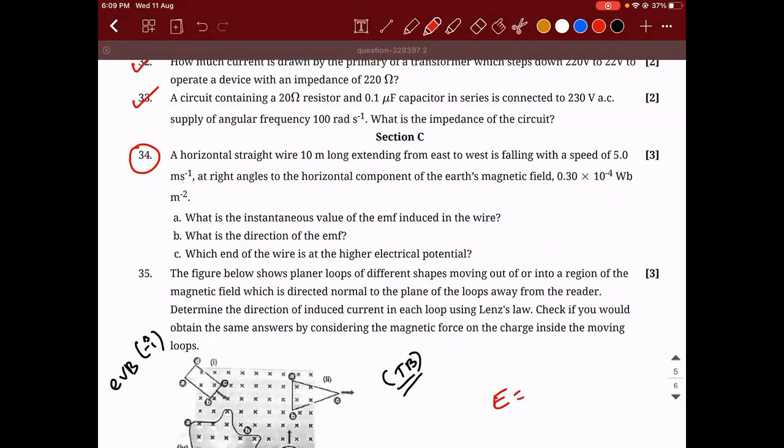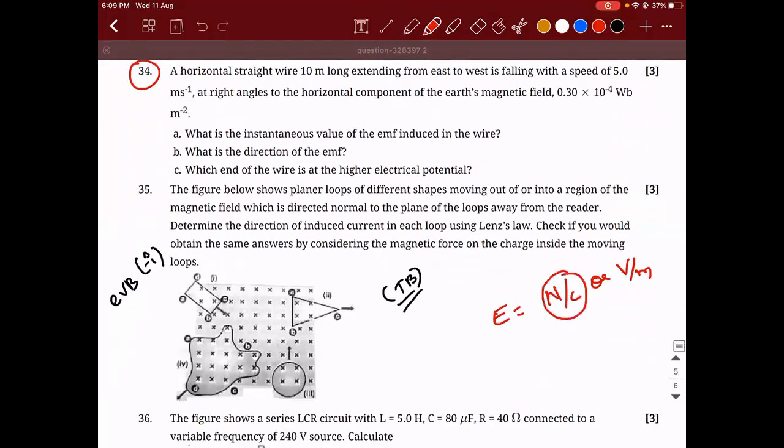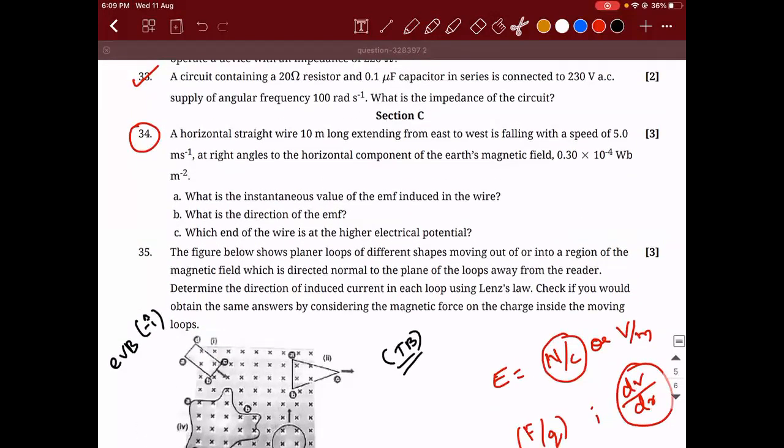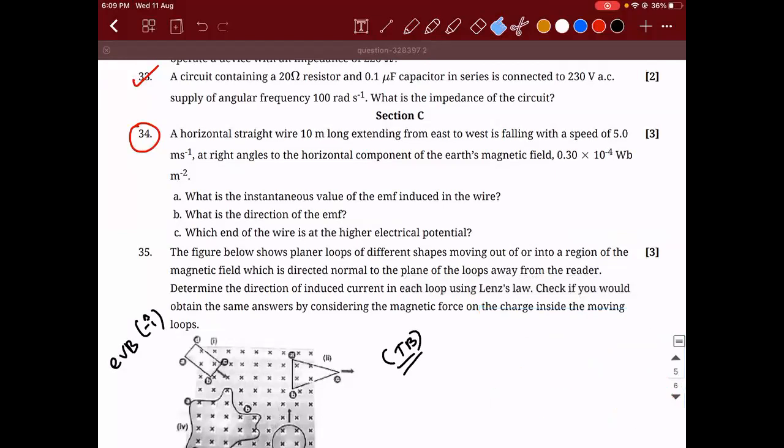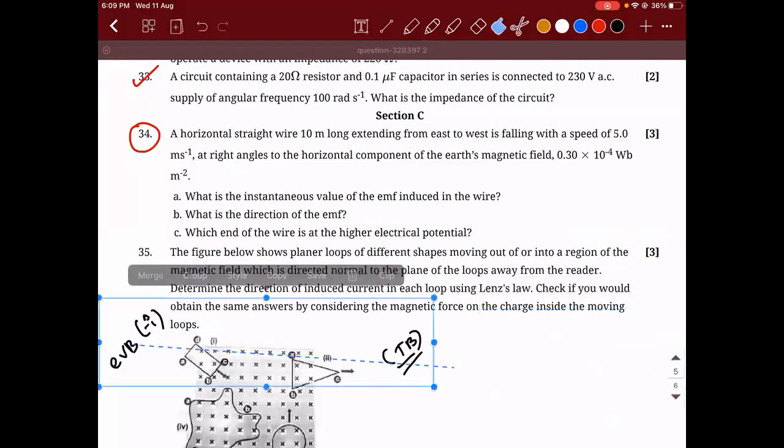Electric field is measured in Newton per coulomb or volt per meter also. Newton per coulomb, where did you get it from? Because of the mathematical definition of F by Q. You got volt per meter because it is potential gradient, dV by dr. So something similar to that.